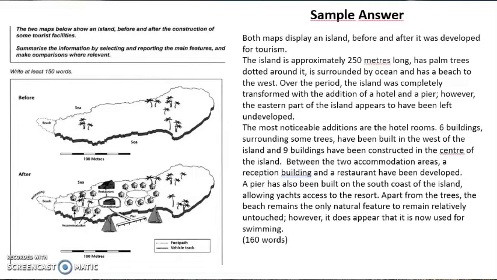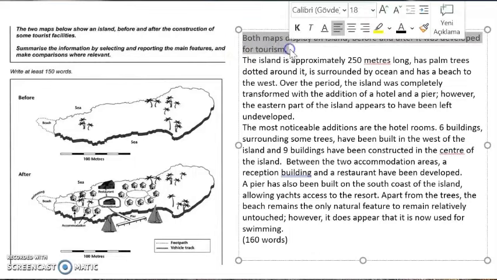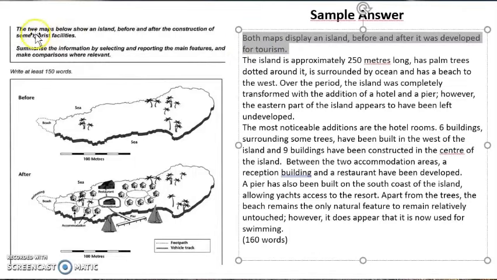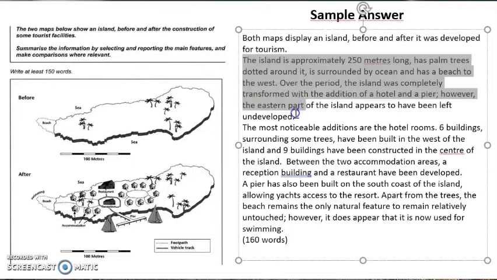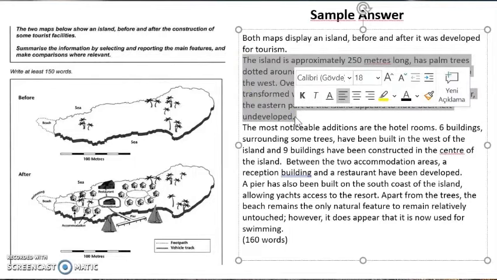So as I said before, first you have to write an introduction paragraph, by paraphrasing this statement, the two maps below show. You just paraphrase that and write it here. For example, both maps display an island before and after it was developed for tourism. Then you write the first main body paragraph, the overview paragraph.